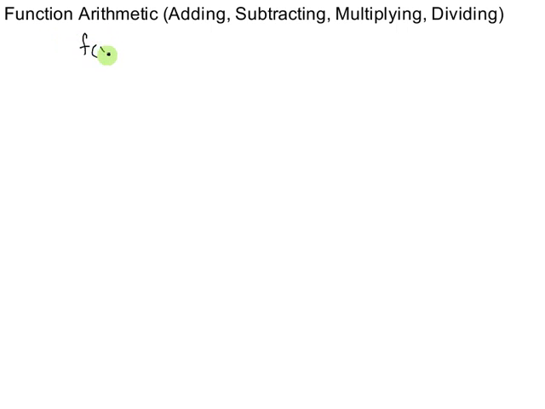Let's say the two given functions, f of x is going to be 2 minus x, and g of x will be x squared minus 4. So there are two random given functions, and I'll show you how to create 4 new functions, maybe more, using addition, subtraction, multiplication, and division. So the first function we'll look at is called the f plus g function.